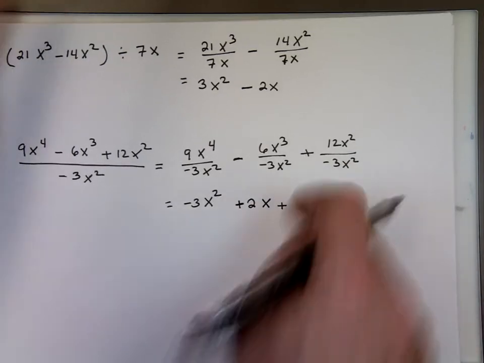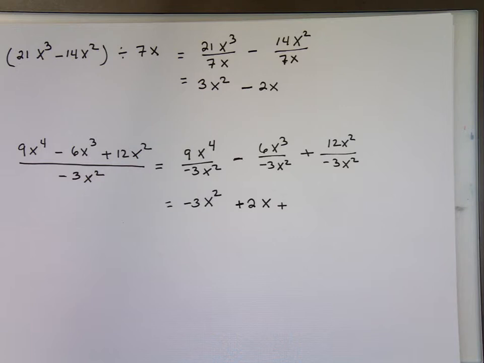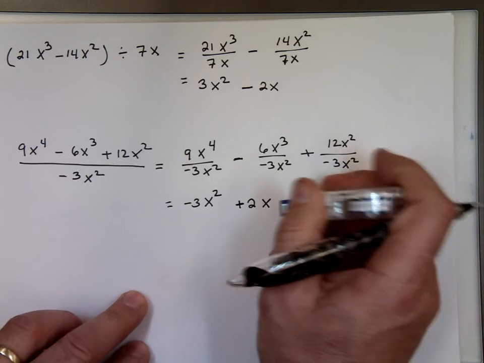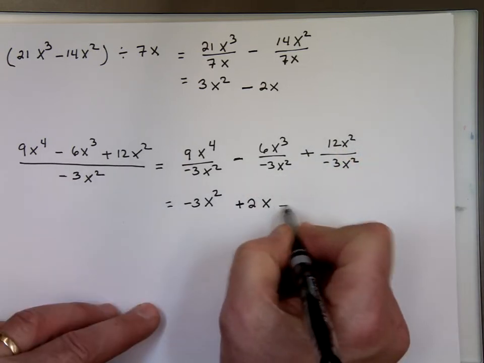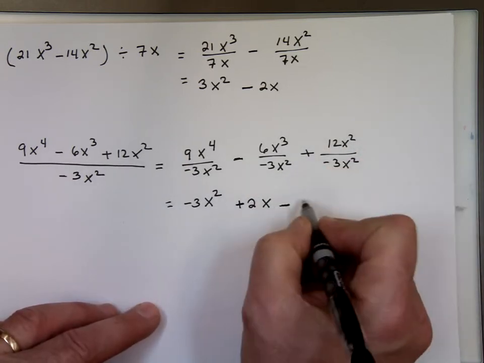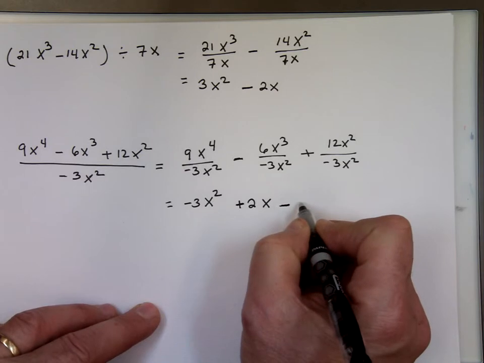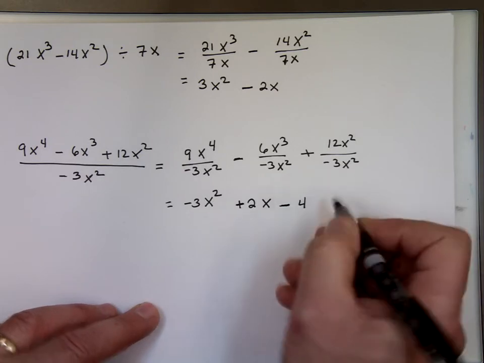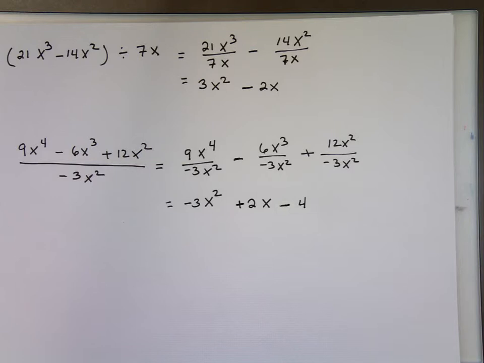What's plus divided by a minus? Negative, so let me change that to a negative instead of plus, minus is silly. Twelve by three, which is what? Four. X to what power? Nothing. So instead of plus negative four, I go to minus four.